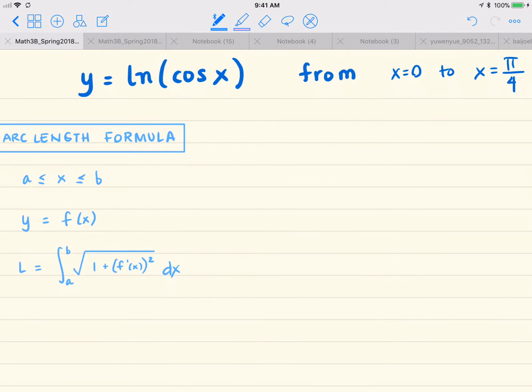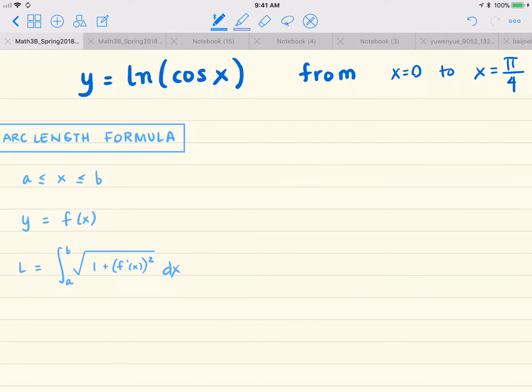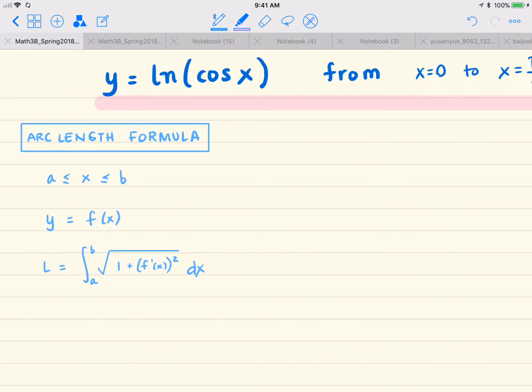So we're trying to find the arc length of the curve y equals natural log of cosine of x from x equals 0 to x equals pi over 4. So this is our setup here. And the first thing we do is we figure out which formula to use.